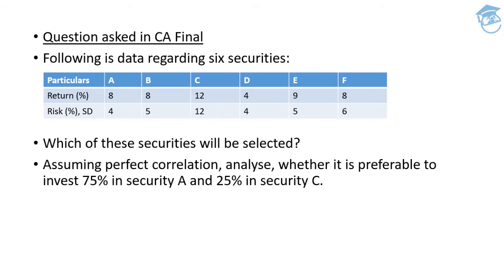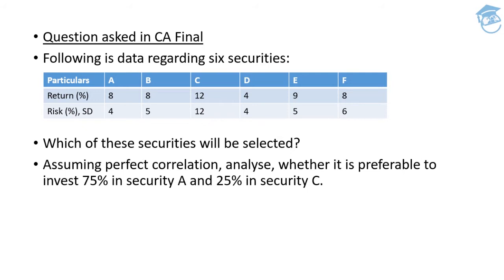Next come C and D. They both are providing you the same amount of return as the risk, which is 12-12 in case of C and 4-4 in case of D. So again, technically, if I compare A with D, D is providing far less return as compared to A for the same amount of risk, which is 4. So technically, again, D gets eliminated.